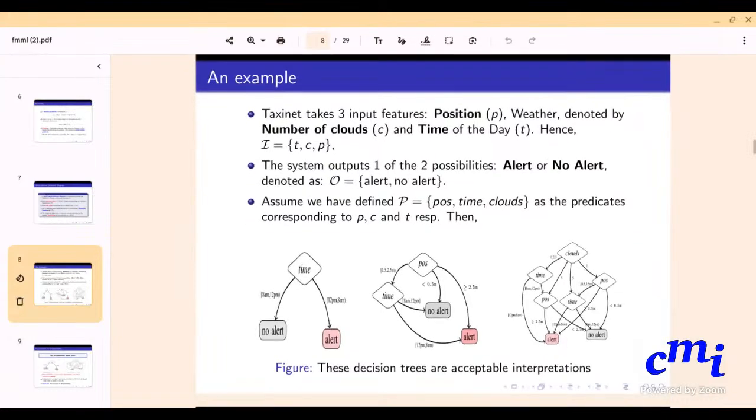So time is a predicate. You said it's multi-valued. The multi-valued thing is only at the leaves, like alert, no alert. There you can have one of two possibilities, but in general you can have multiple outcomes, correct? But each of these are predicates, which means they can only have true or false. But here you have multiple edges.